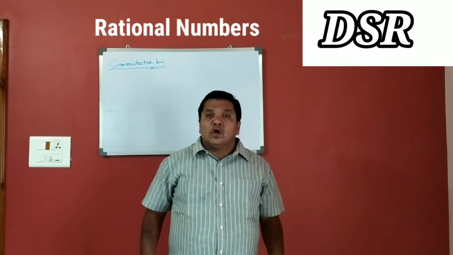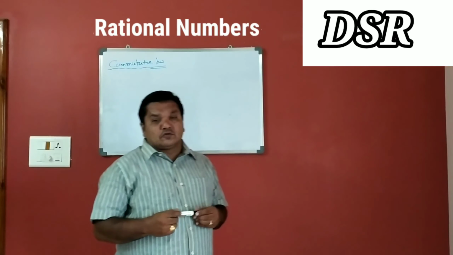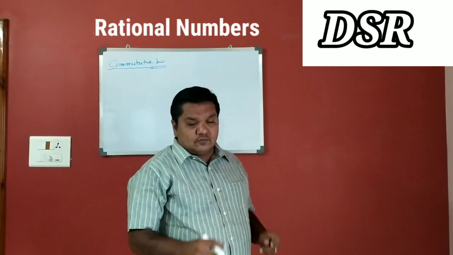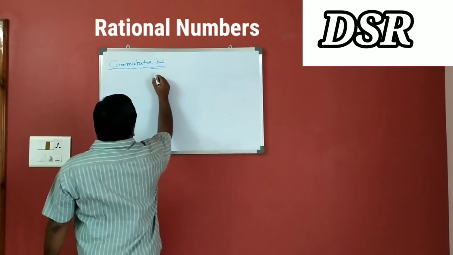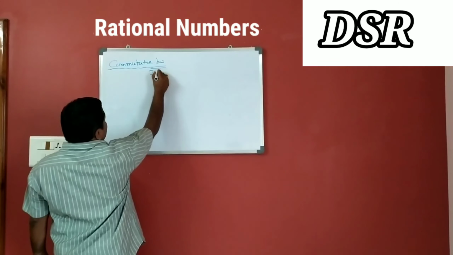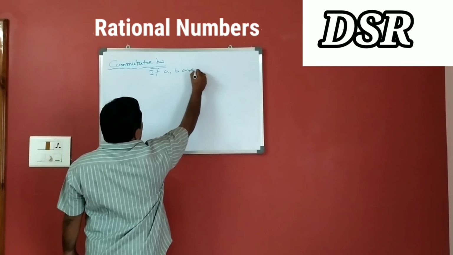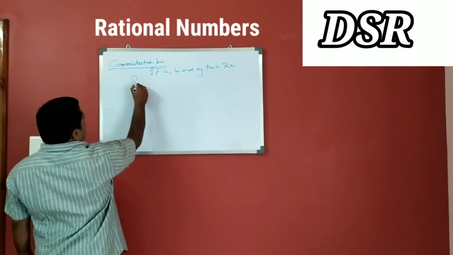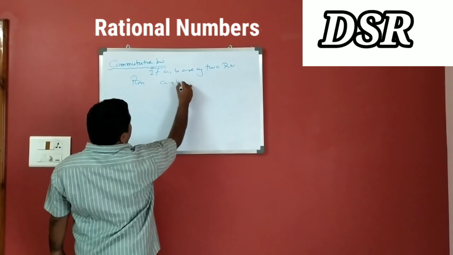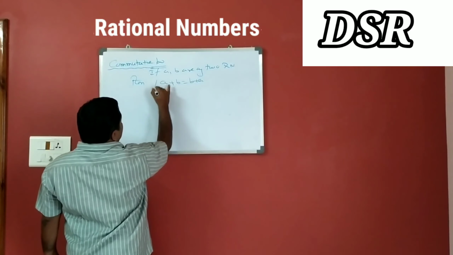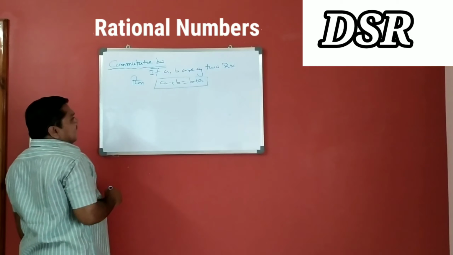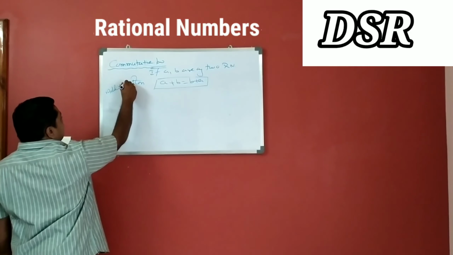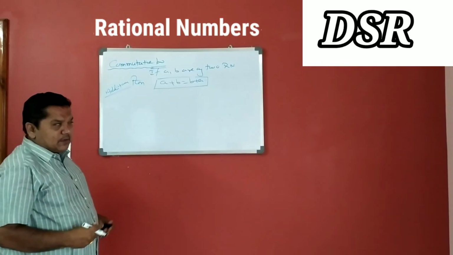Now we discuss the commutative property, otherwise called the commutative law. The main condition: if A and B are any two rational numbers, then A plus B equals B plus A. This is called the commutative property under addition. We are discussing the addition property: A plus B is equal to B plus A.